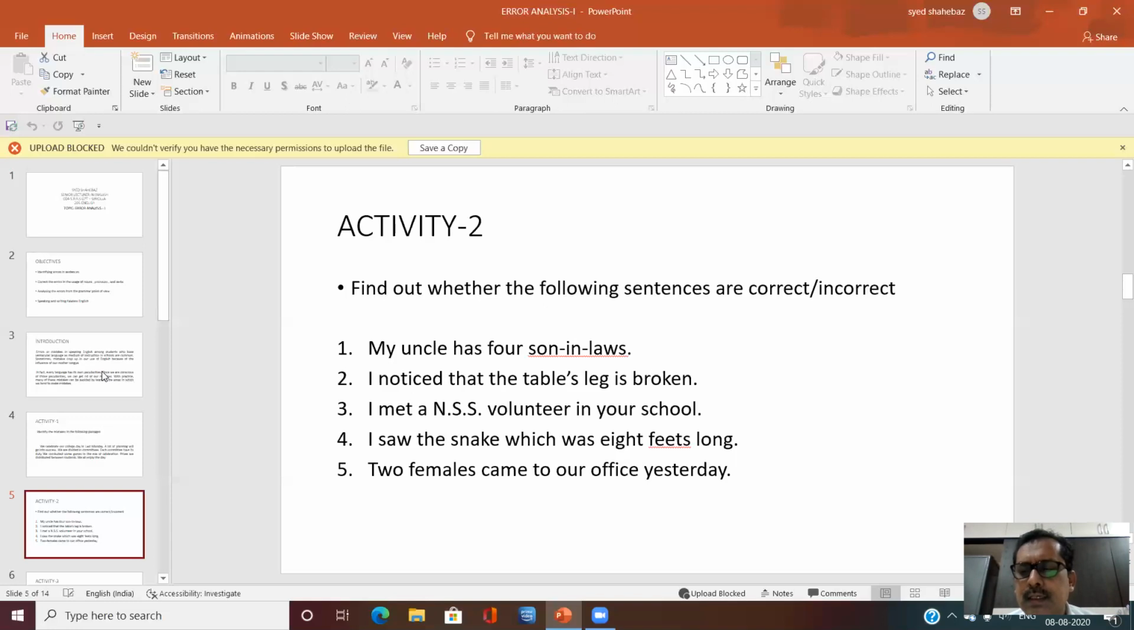So I read the correct sentences one by one. Just note down. My uncle has four sons-in-law. I noticed that the table's leg was broken. I met an NSS volunteer in our school. I saw the snake, which was 8 feet long. Two women came to our office yesterday. Two ladies came to our office yesterday.